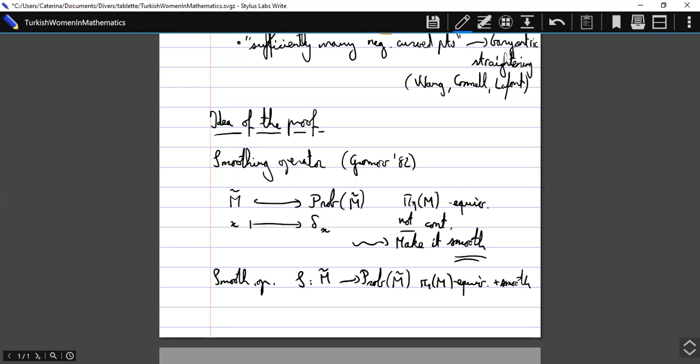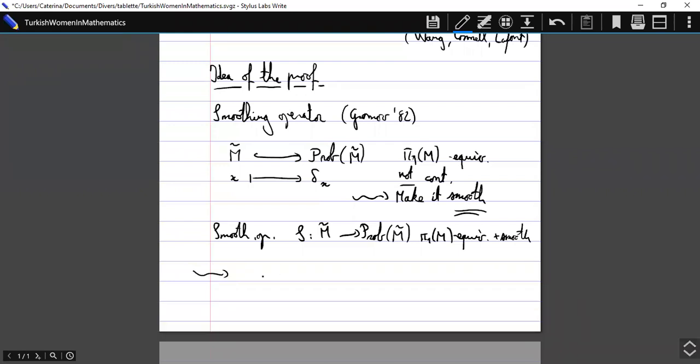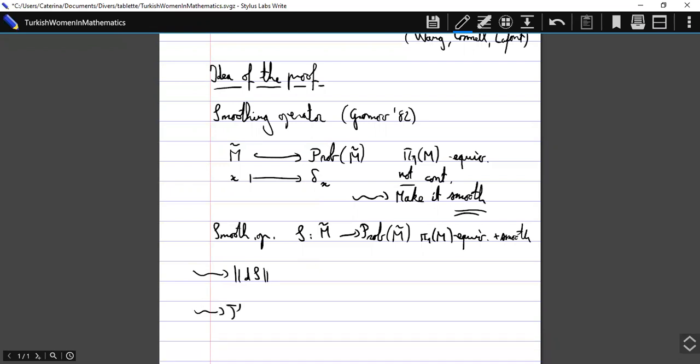So there is a precise definition of what smooth should mean. And if you have such an operator, you can associate some norm to it. And then you have a theorem by Gromov that tells you that you can estimate the L1 norm in terms of this norm of the smoothing operator times the mass for every k at least 0. Which means that if you find a good smoothing operator, you will get good inequalities.